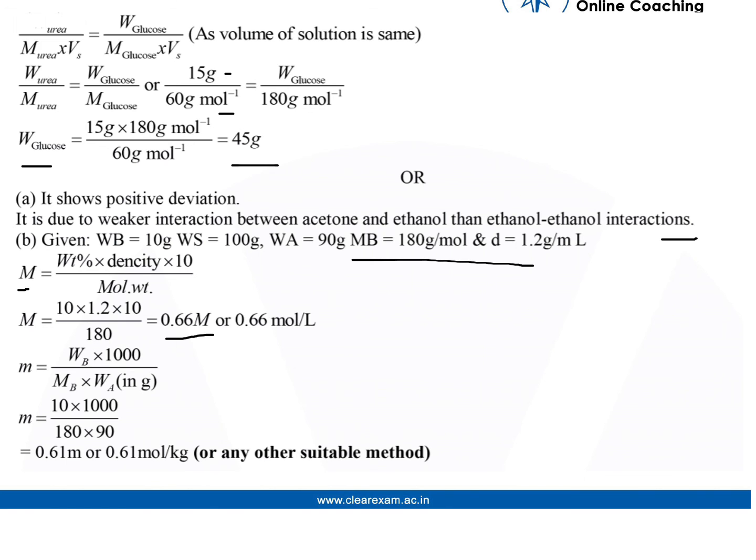And to calculate the molality we have the formula Wb into 1000 by Mb into Wa. So by putting the values we will calculate the molality, that is 0.61 mole per kg.